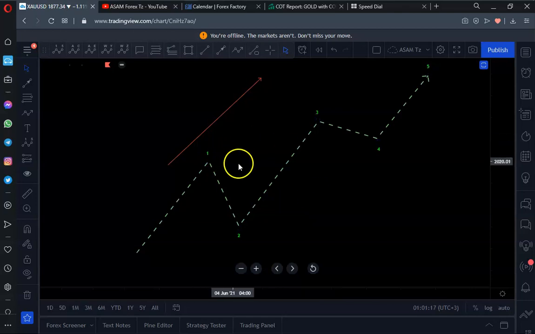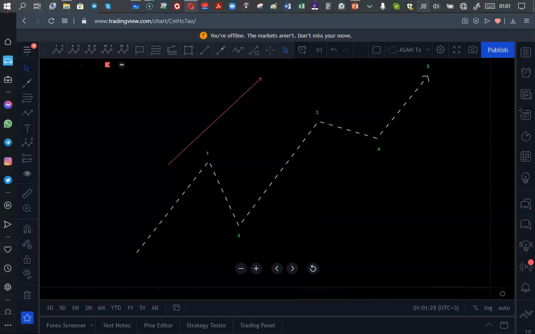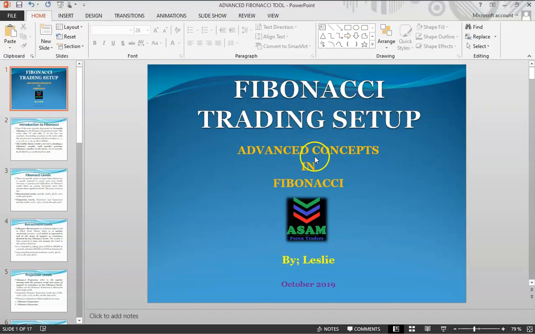So those are what we call the Fibonacci levels. We have seen this in a very straightforward way. But the purpose of this session, as our title says, is the Fibonacci Trading Setup. If it is Fibonacci Trading Setup, the purpose is to understand how you will use a Fibonacci tool in trading. That's the goal.